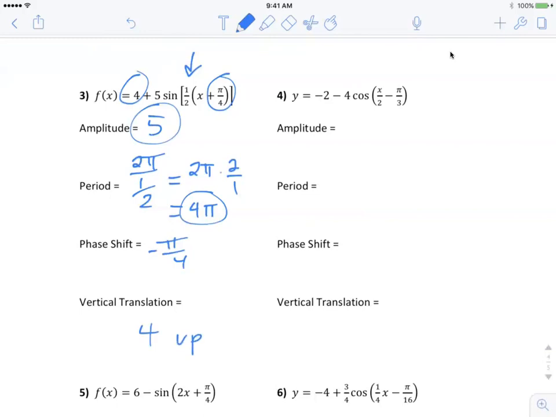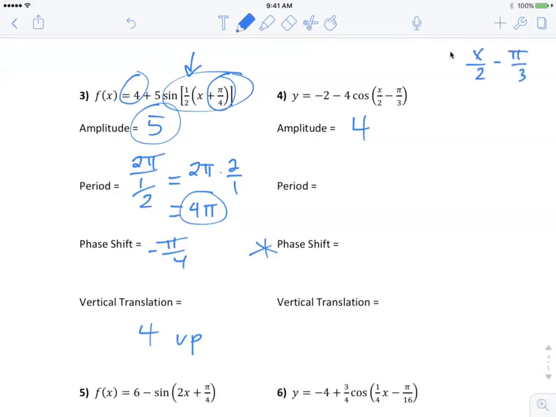Next one, amplitude, 4. Don't worry about that negative. That just flips the graph over. Period. Okay, now I've got some issues because I don't have the value factored out. So I kind of want to make it look like that one. And that's really going to affect the phase shift as well. So if you have one that's not factored out, you're going to do a little algebra and factor that out. Just think of this inside the parentheses.